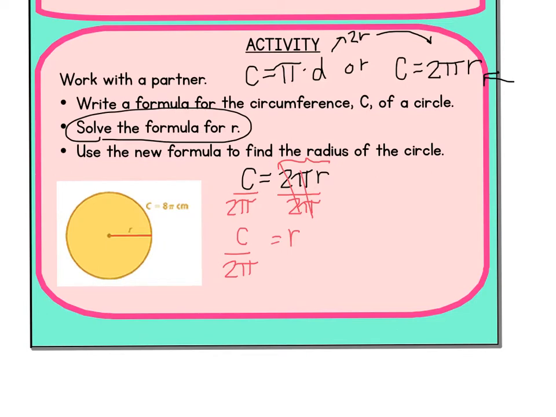So I'm going to plug in the given information. They tell us that c equals 8 pi. So 8 pi divided by 2 pi should give us r. Well, the pi's cancel off because pi over pi is 1, and 8 divided by 2 is 4. So our radius is going to be 4, and our label would be centimeters.